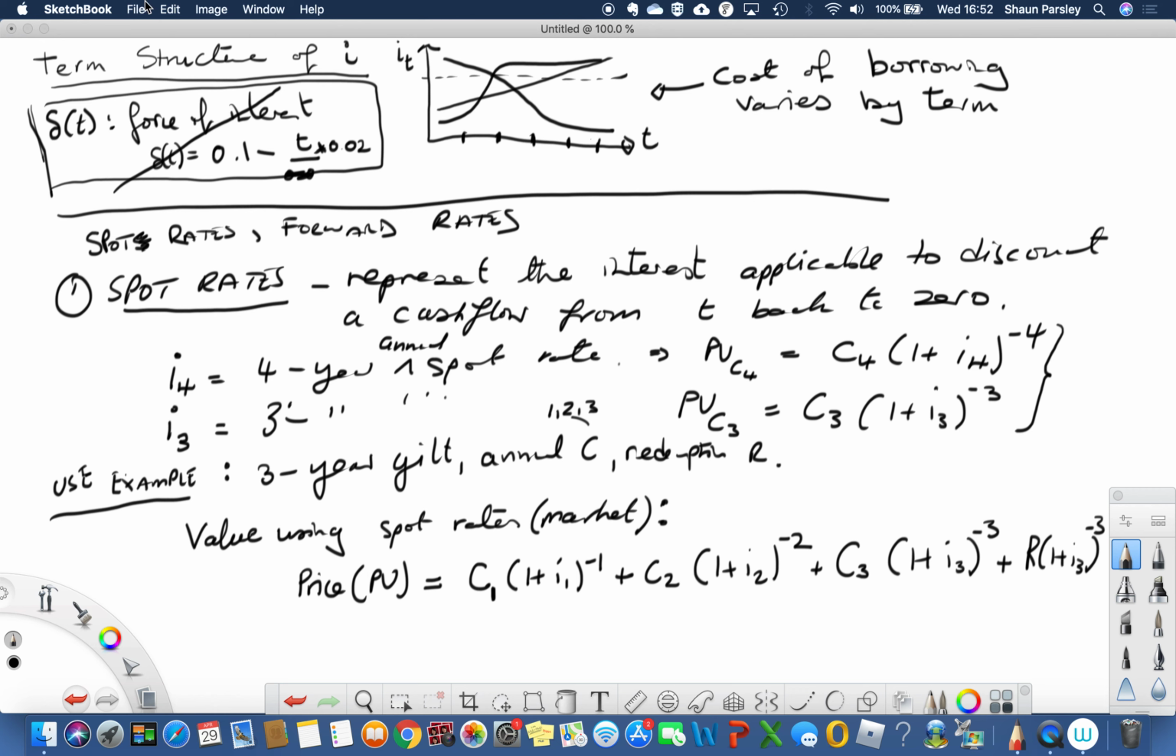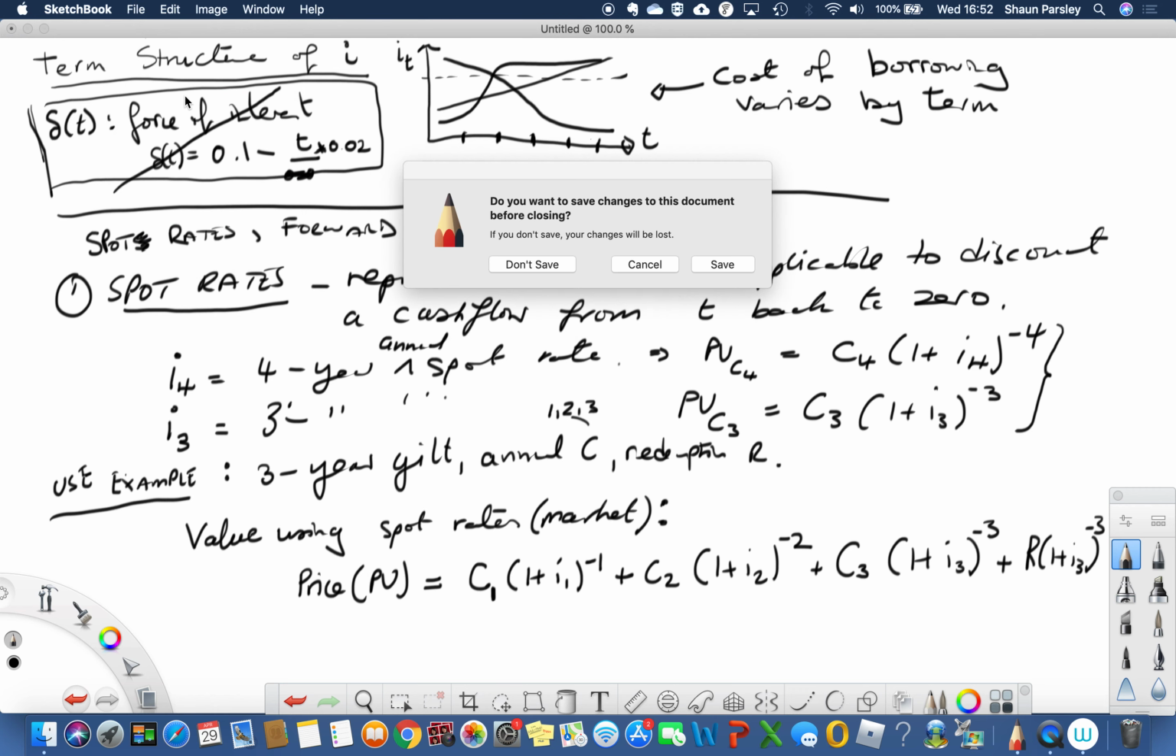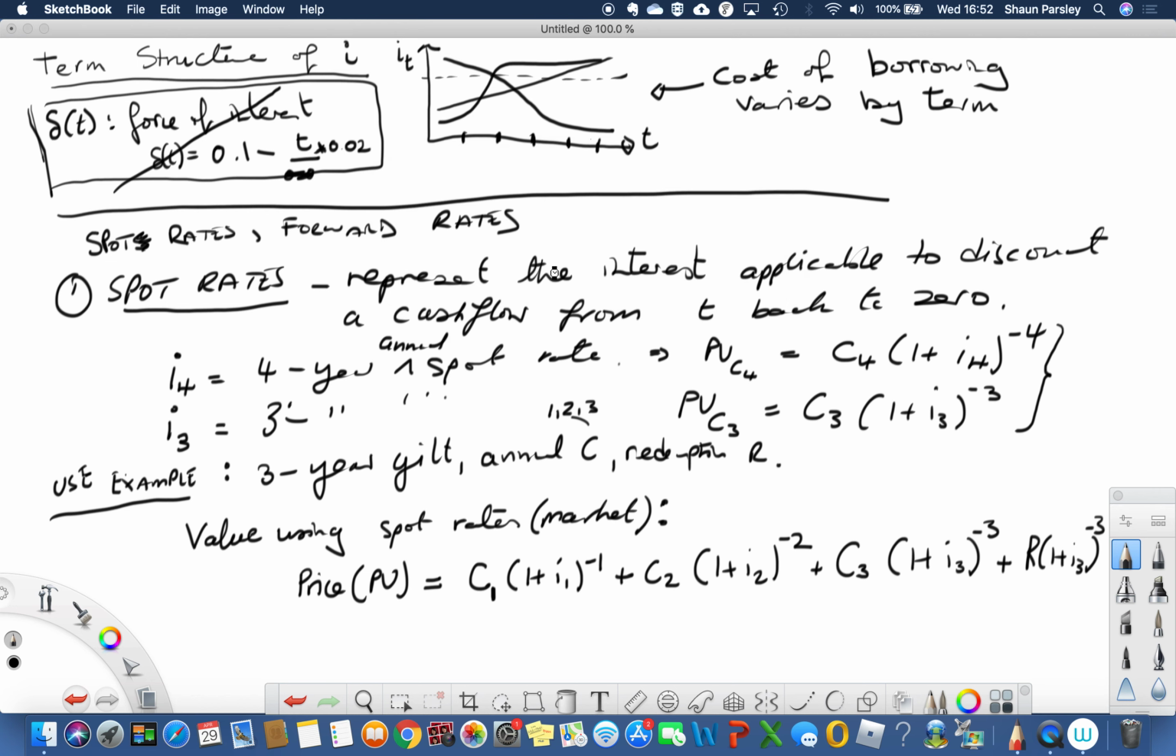Right, let me clear this. So don't save. Right, okay, now let's go on to forward rates. So forward rates can be viewed as the glue between spot rates. They don't have to start at time 0 and run all the way to the term of a cash flow. They can just be, for instance, a single year interest rate, say at year 2, year 3.